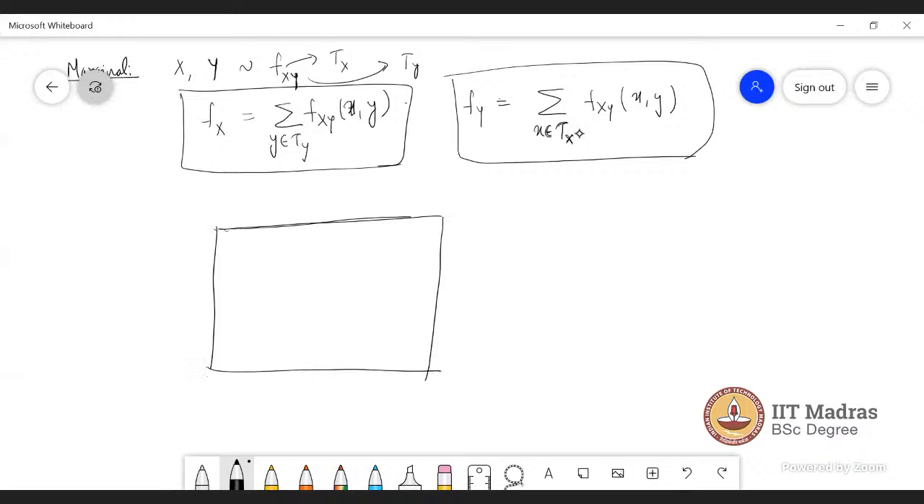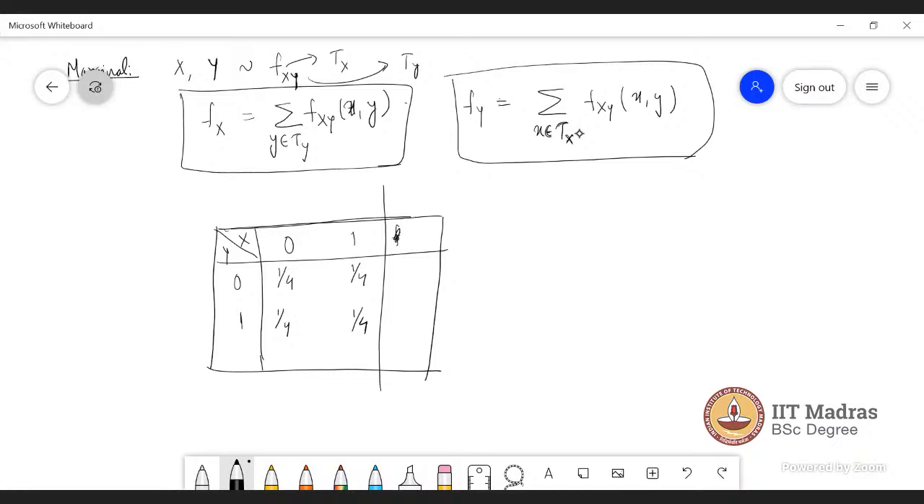So let's say this is your random variable X, and this is Y. X is taking the value 0, 1, and Y is taking the value 0, 1. Let's say the joint probabilities are 1 by 4, 1 by 4, 1 by 4, and 1 by 4. So why is this a valid joint PMF? Because the sum is going to be 1.